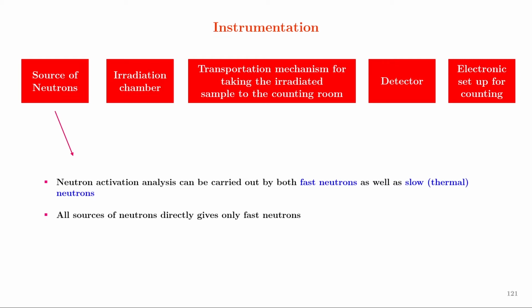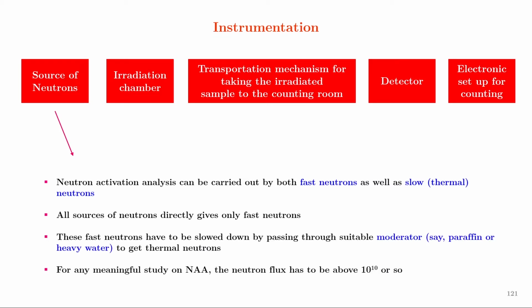Neutron activation analysis can be carried out by both fast neutrons as well as slow or thermal neutrons. All sources of neutrons directly give only fast neutrons. These fast neutrons have to be slowed down by passing through a suitable moderator, say paraffin or heavy water, to get thermal neutrons. For any meaningful study on NAA, the neutron flux has to be above 10^10 or so.